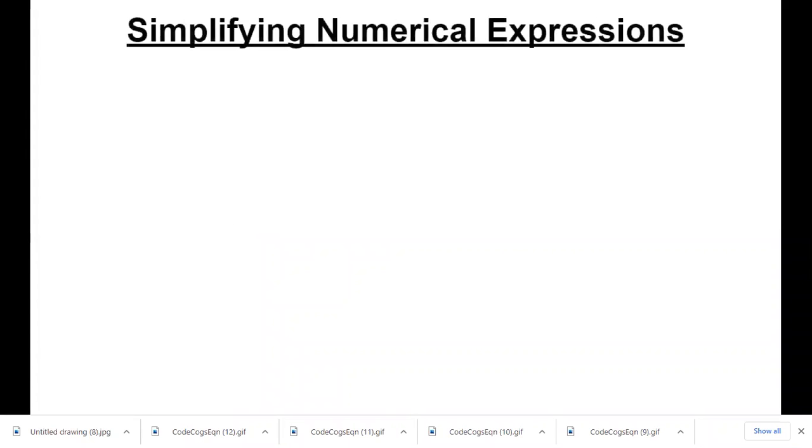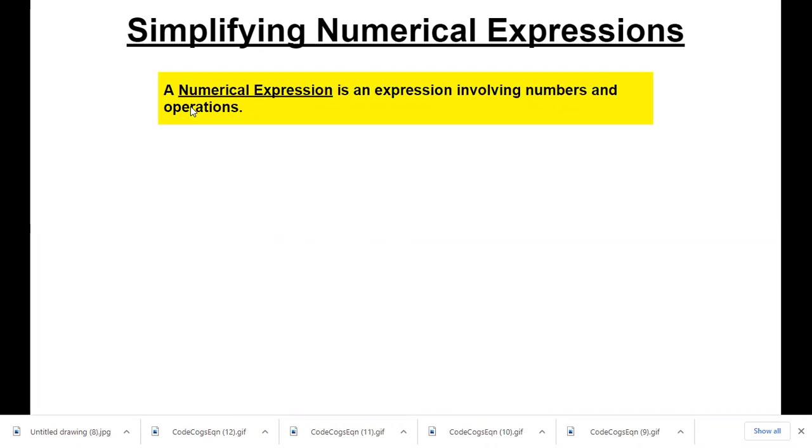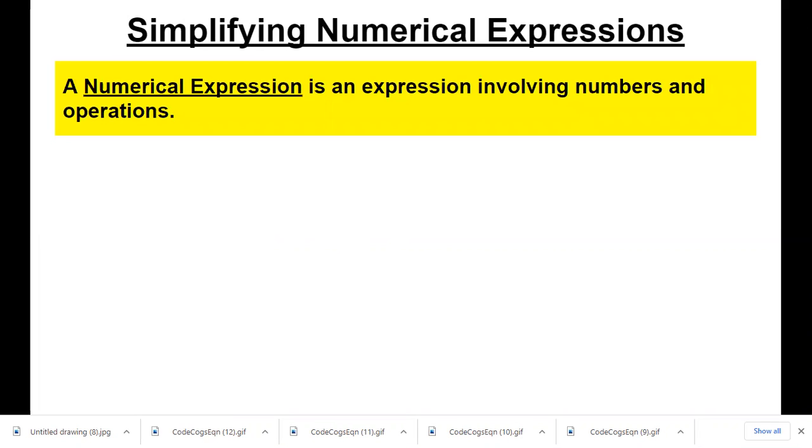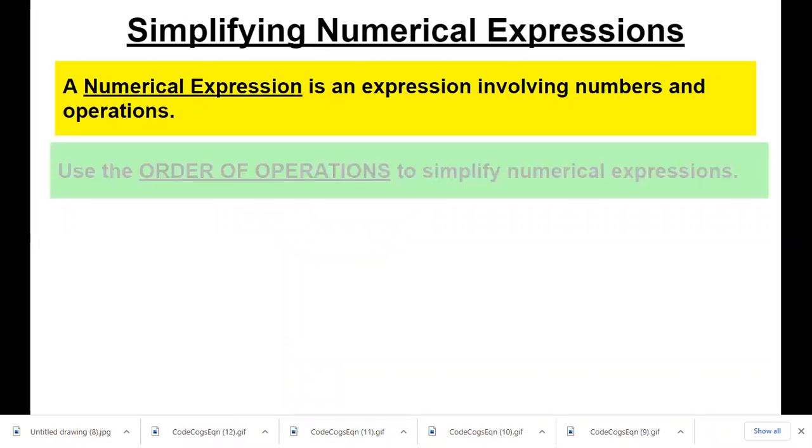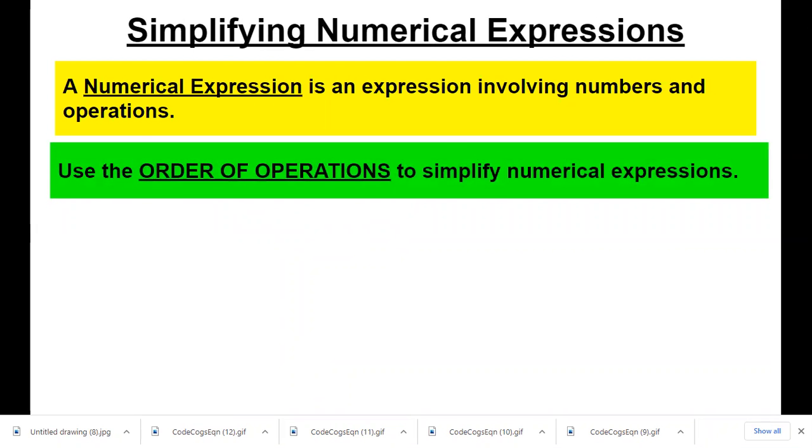Now we're going to get into simplifying numerical expressions. Now pay attention to this. This is fun too, but it takes a little getting used to. A numerical expression is an expression involving numbers and operations. So operations are adding, subtracting, multiplying, or dividing, using exponents. So you always need to use the order of operations to simplify numerical expressions. If you don't use the right order of the operations, you'll get a different answer and your answer will be wrong.